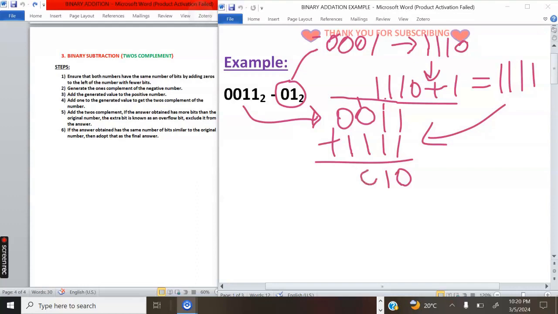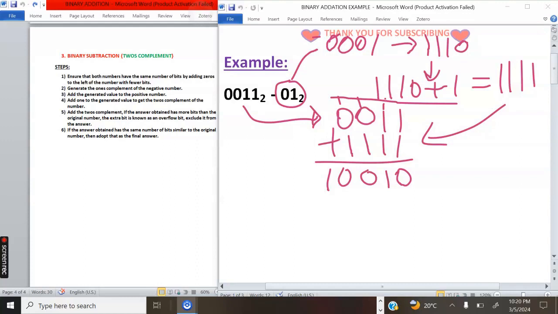Then you write 0. Then you carry that other one to above there, where we will have 1 plus 0 plus 1, which is equivalent to 1, 0. Then you write it as 1, 0. So our answer is 1, 0, 0, 1, 0. After adding 0, 0, 1, 1 plus 1, 1, 1, 1, you get 1, 0, 0, 1, 0.